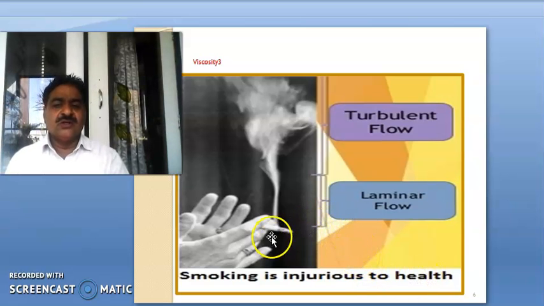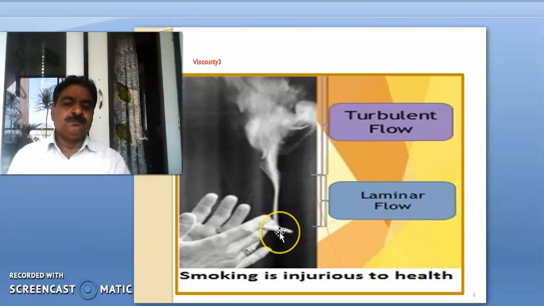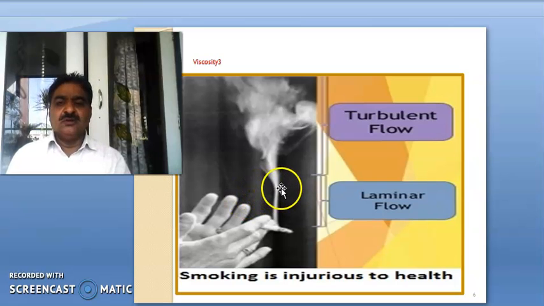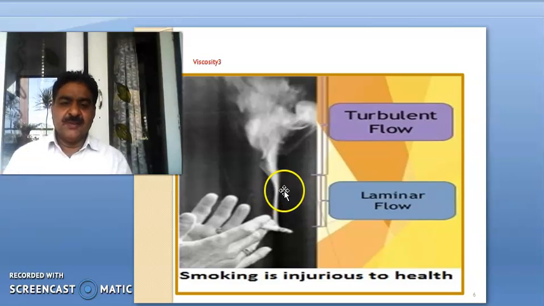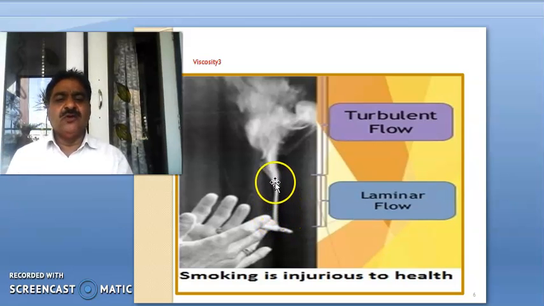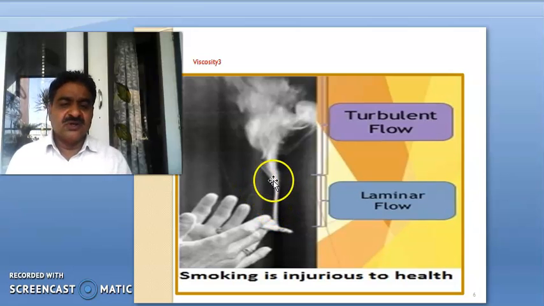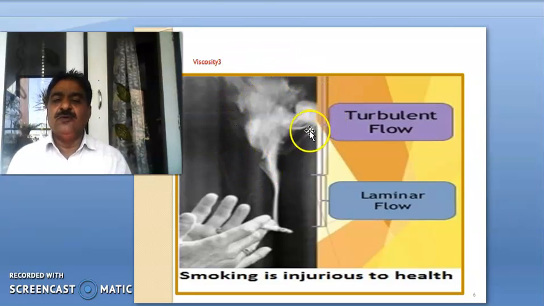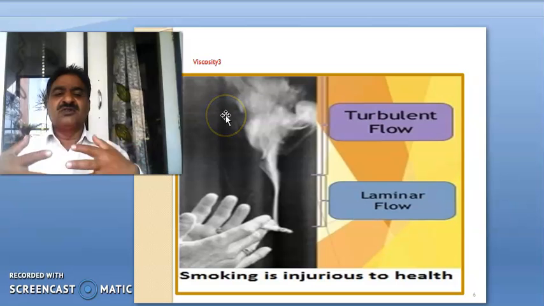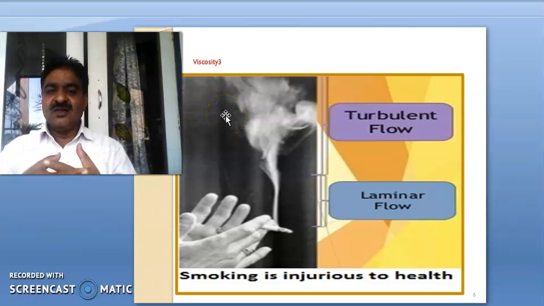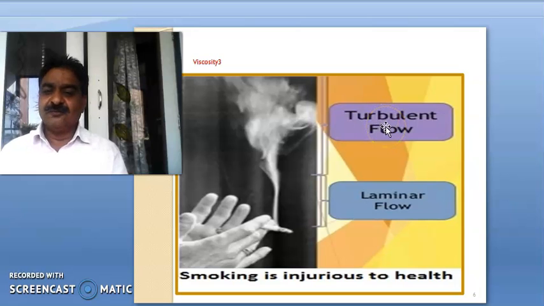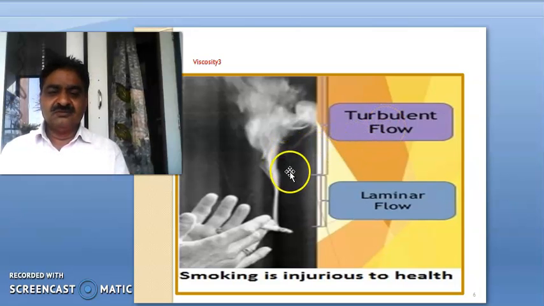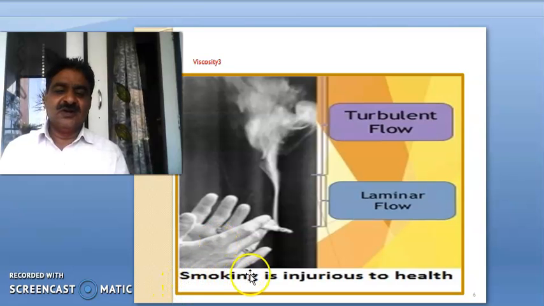Here smoke is coming from this source. Up to this point it flows in a steady, laminar pattern, or we say streamline. Here the velocity is increasing. At this particular velocity, the critical velocity, the flow of the fluid changes and the layers intermix with each other. Such a flow is said to be turbulent flow. So remember this line throughout your life.